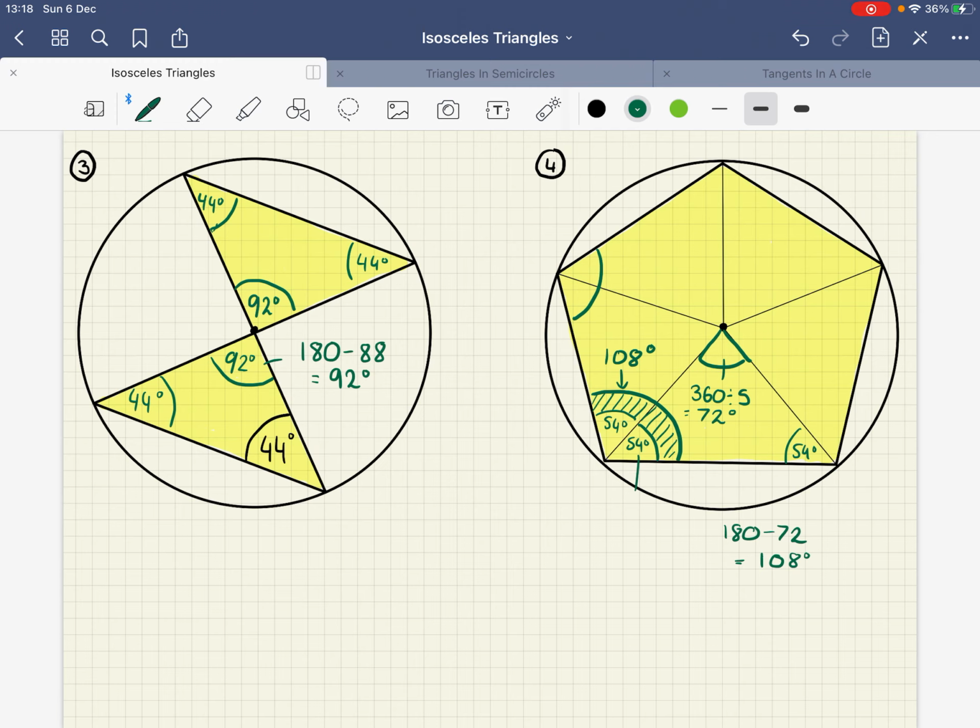So there's lots of different ways we can go about approaching this, but the idea is the moment you can see that isosceles triangle, make sure you're using the fact that the two angles are identical. Let me know if you have any questions, and good luck with the work.